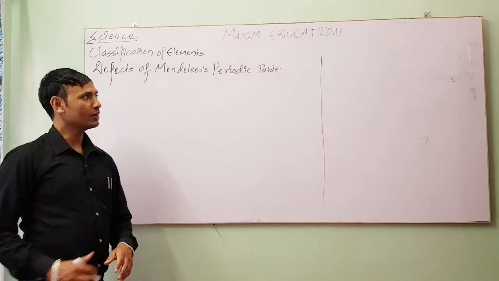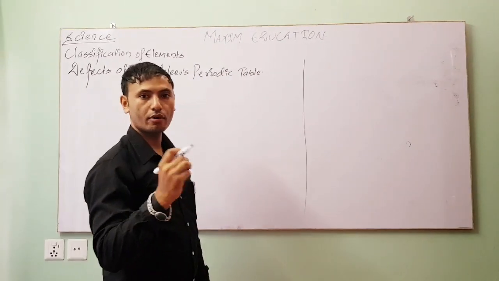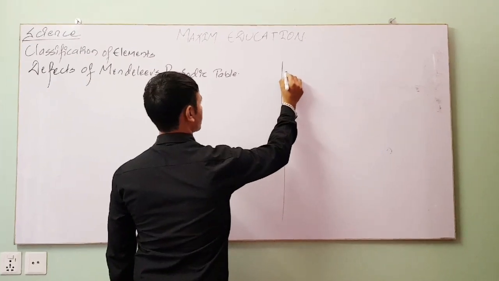Okay, now let's talk in summary about the properties of Mendeleev's periodic table. First, properties.